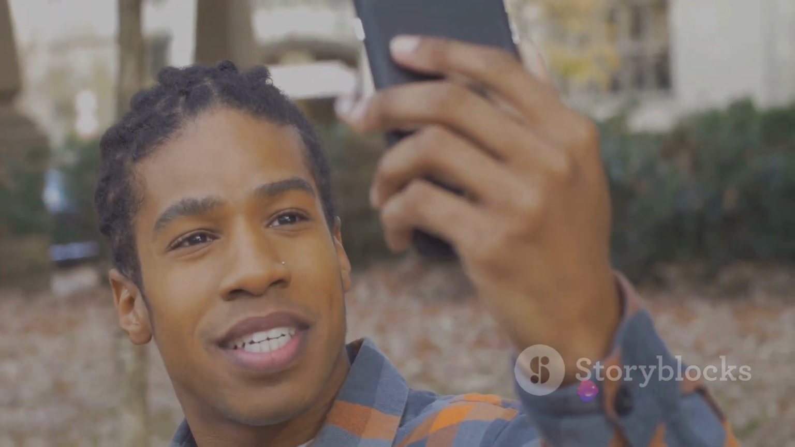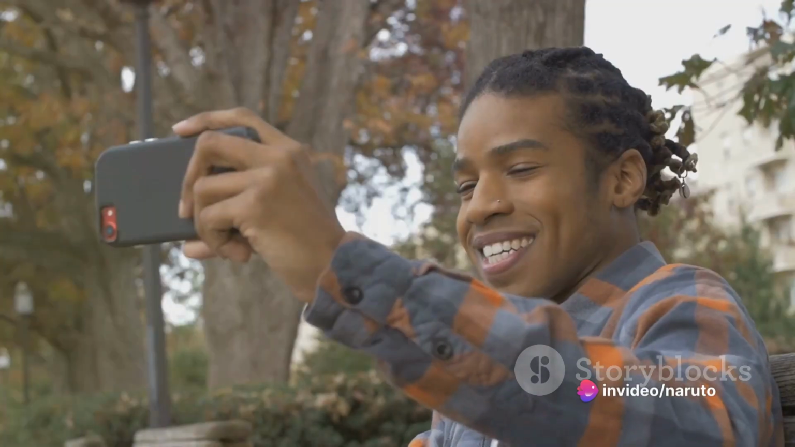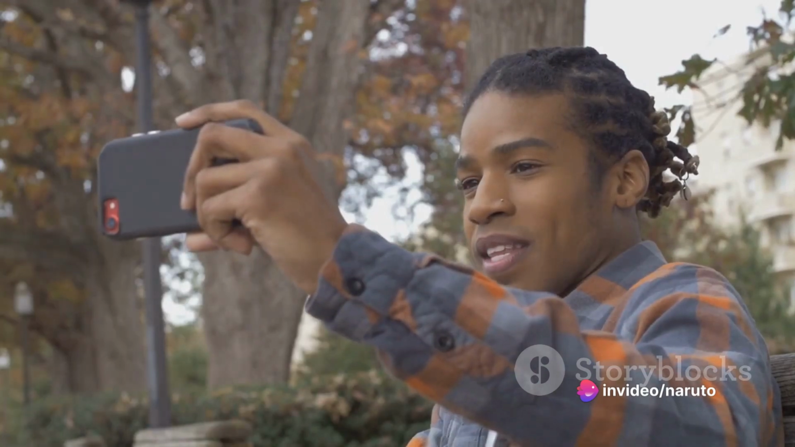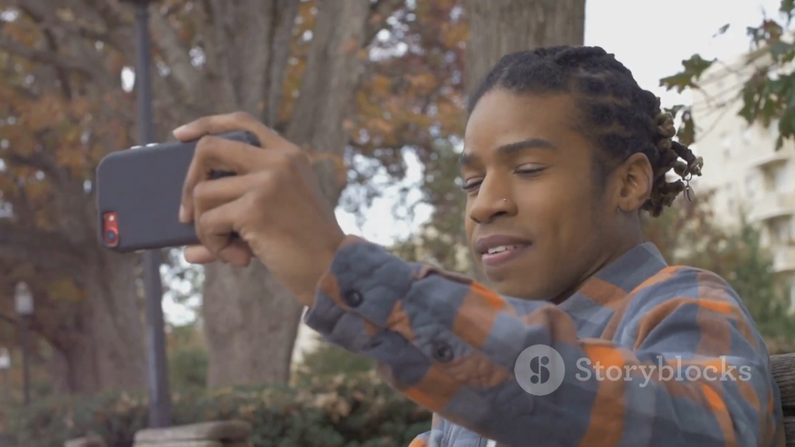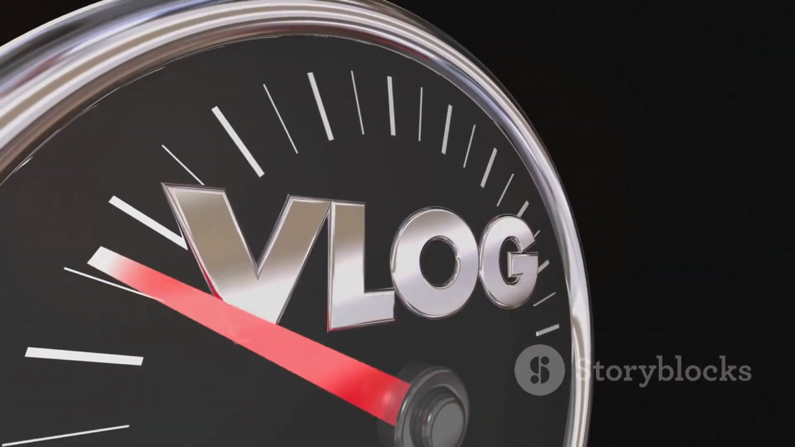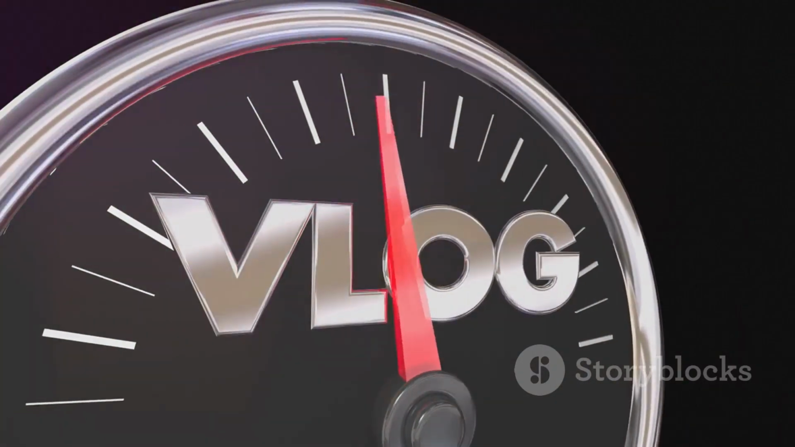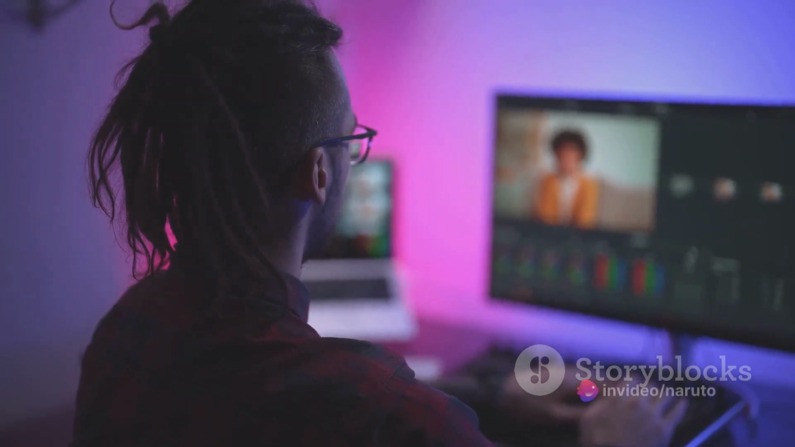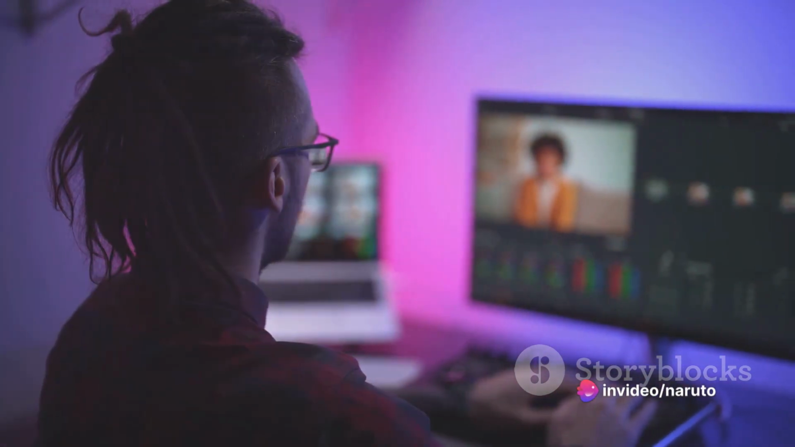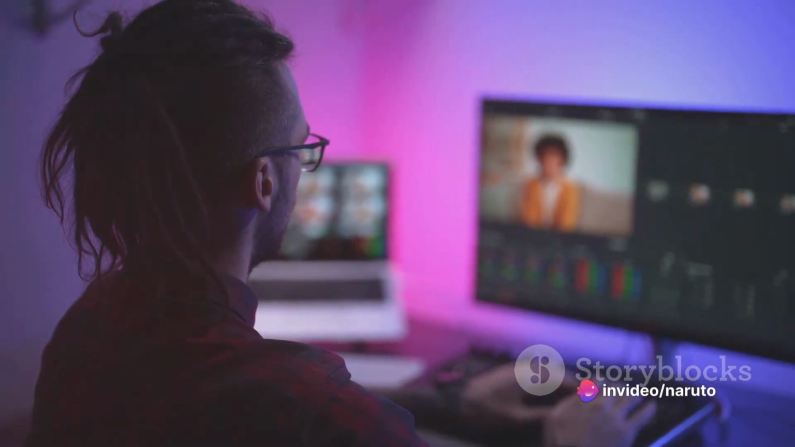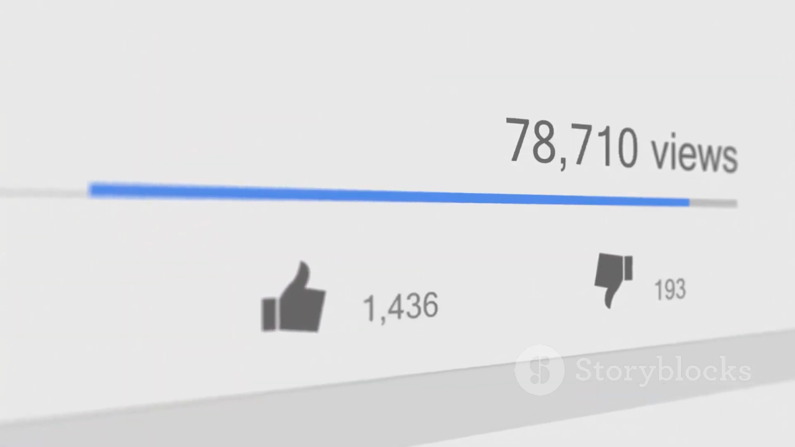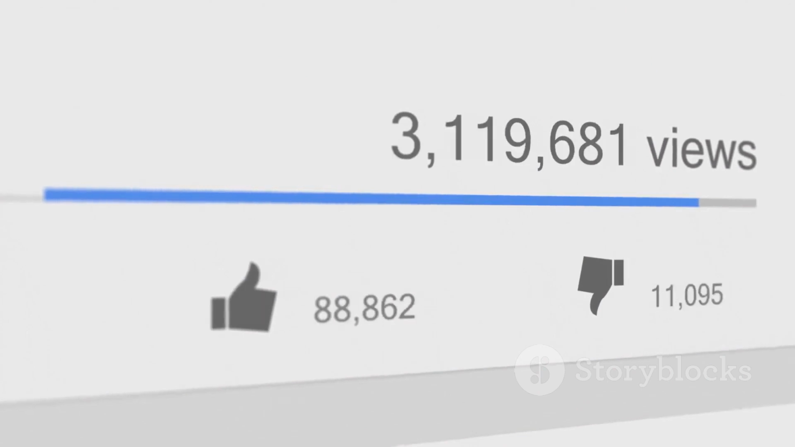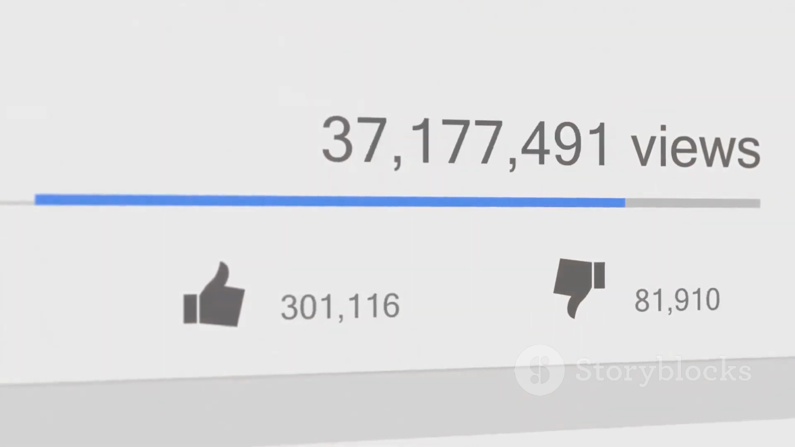Building a community around your channel can translate into higher engagement rates. When viewers feel connected to your content, they're more likely to interact, and every interaction sends a positive signal to the algorithm. Remember, the YouTube algorithm is designed to promote content that viewers find engaging. So, make it your mission to create content that not only attracts viewers but also keeps them coming back for more. By leveraging the YouTube algorithm, you can increase your visibility on the platform and attract more viewers to your channel.